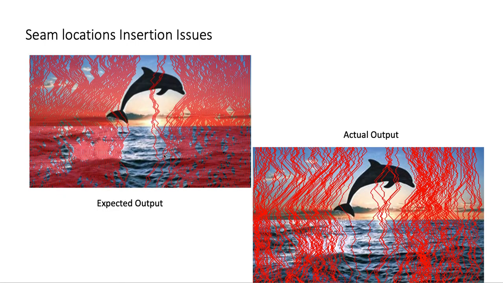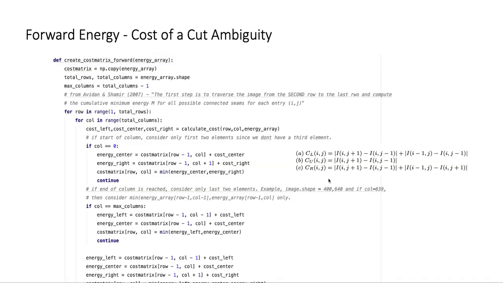As you can see, due to this assumption, the actual output was not in line with the expected output. The expected output was showing more separated seams. However, in the actual output, you can see lots of crossovers and the seams are not individually separated.